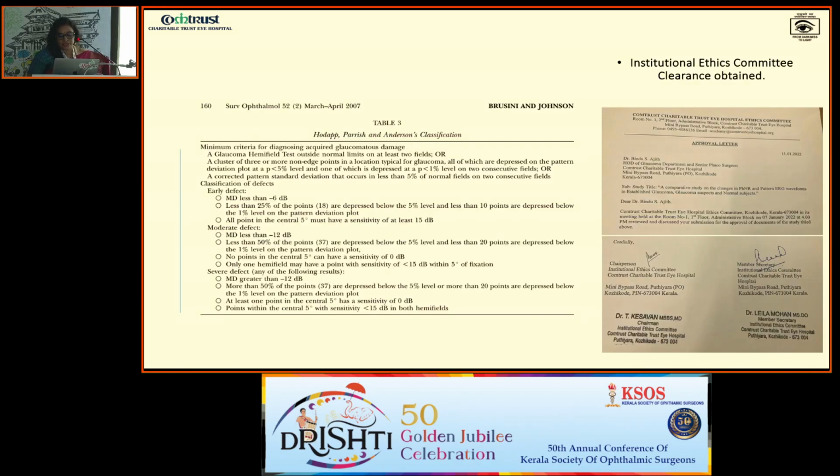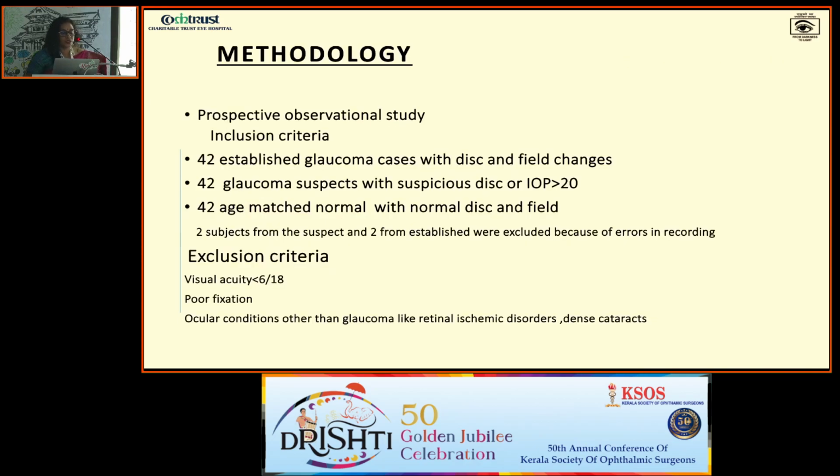We got the ethical clearance, and then we included 42 established glaucoma cases with disc and field changes, graded into mild, moderate, and severe according to the HODAPP classification, 42 glaucoma suspects with suspicious disc or IOP more than 20, and 42 age-matched normals with normal disc and fields. Of these, 2 subjects from the suspect group and 2 from the established group were excluded because of errors in recording. Exclusion criteria included visual acuity less than 6/18, patients with poor fixation, ocular conditions other than glaucoma, like retinal conditions which can affect the recording, and patients with dense cataract.